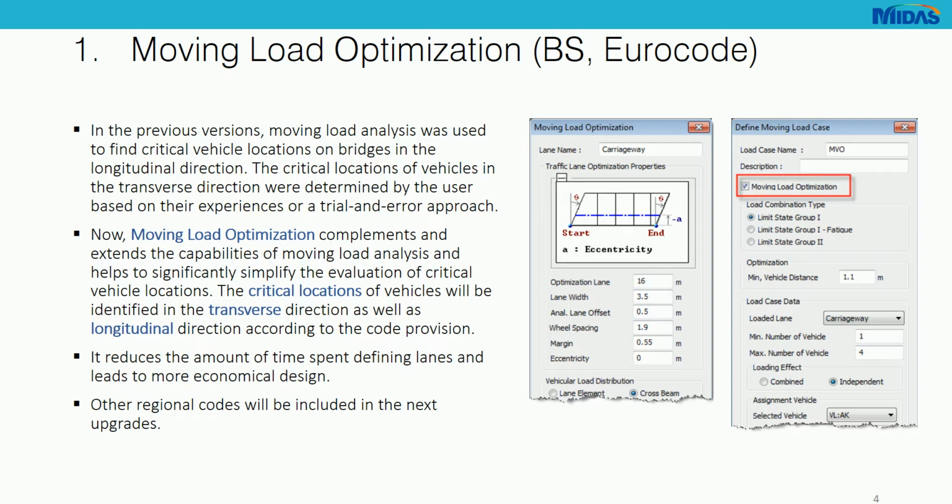But now with this function, we can just define the carriageway directly and alongside that the remaining area, and then the optimization for the vehicles is done both longitudinally and transversely within the lanes, but also the lanes themselves are switched automatically transversely along the bridge, and this saves a lot of time when it comes to the definition of the lanes. This is now available for AASHTO, British standards, Eurocode and the Russian code, and in the next release it will be available for other codes as well.